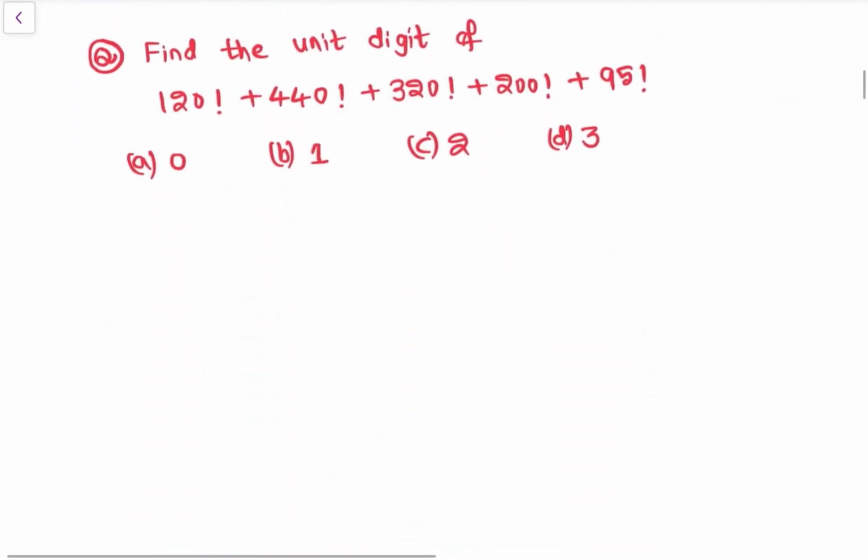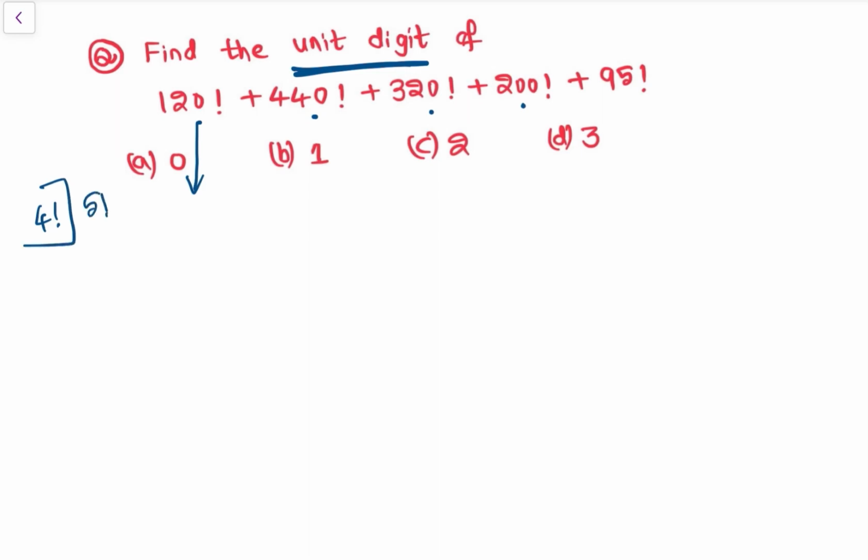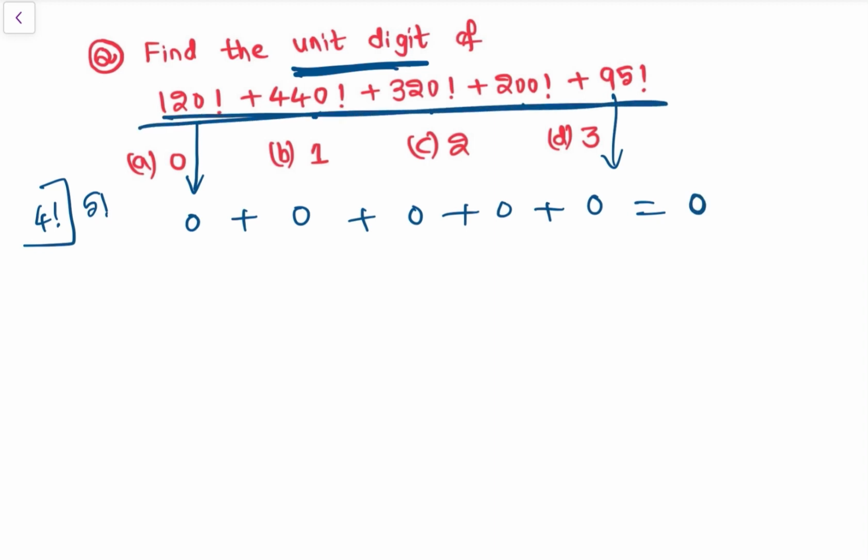ठीक है. So another one is unit digit of the expression 120 factorial plus 440 factorial plus 200 factorial plus 95 factorial. So we know after 4 factorial, कितने भी, जैसे 5 factorial, 6 factorial, 120 factorial, unit digit would be 0. So 0 plus 0 plus 0 plus 0, so unit digit of the entire expression is going to be 0 only. So option A is the correct answer.